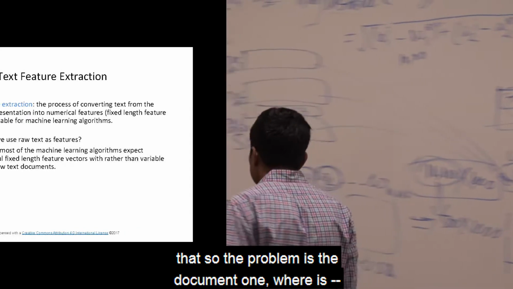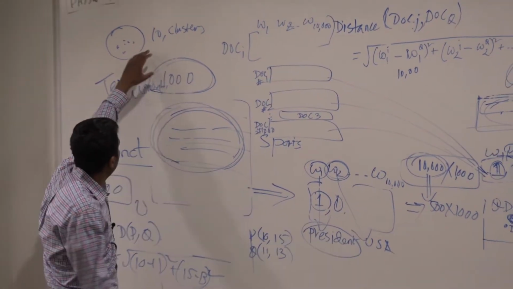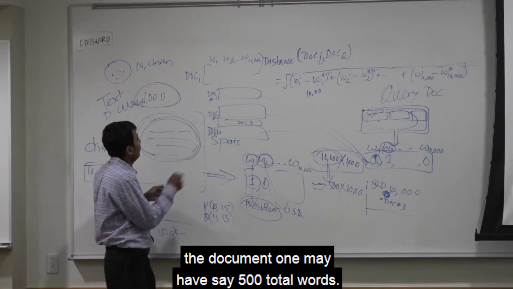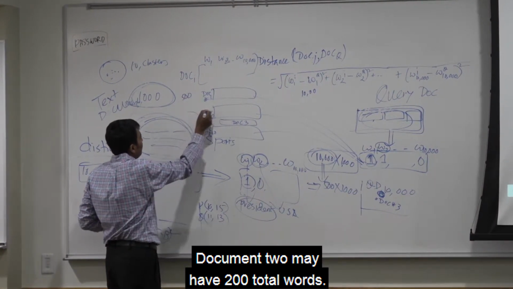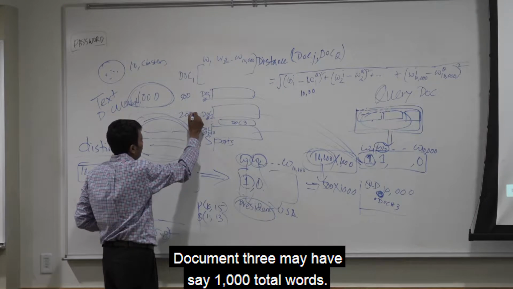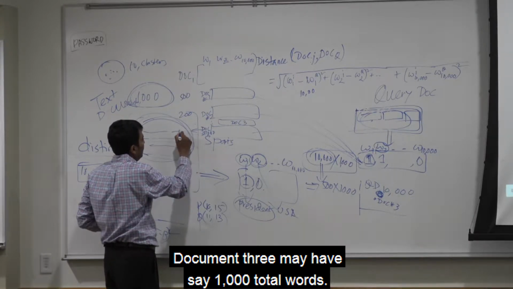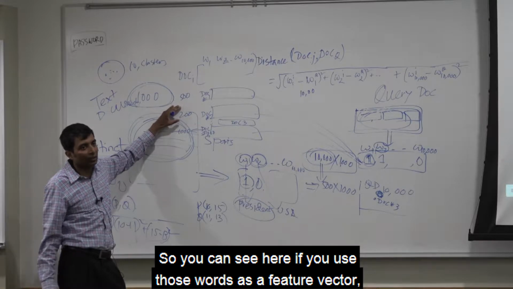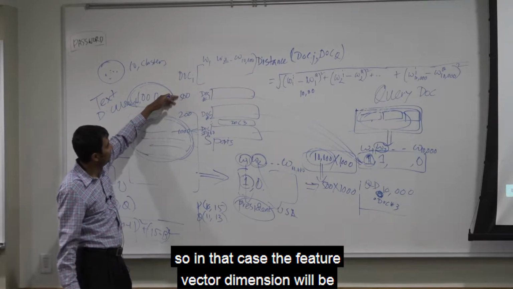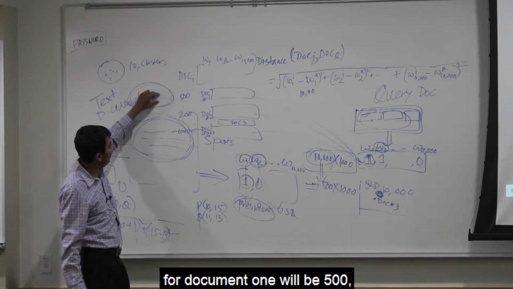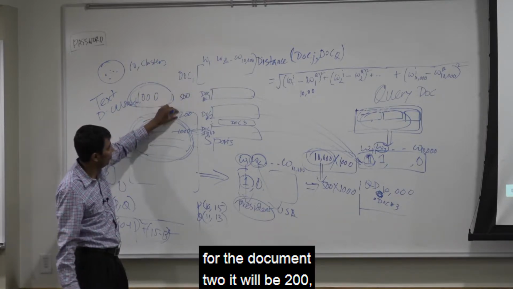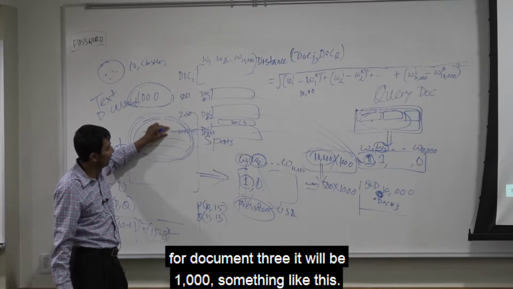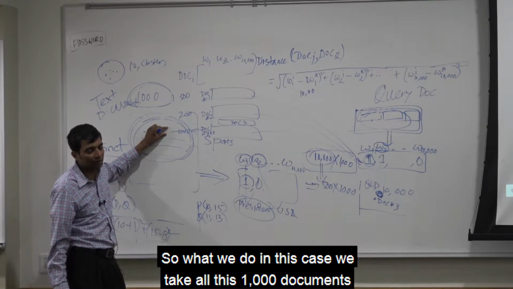So the problem is, document 1 may have, say, 500 total words. Document 2 may have 200 total words. Document 3 may have, say, 1000 total words. If you use those words as a feature vector, the feature vector dimension will be 500 for document 1, 200 for document 2, and 1000 for document 3, something like this. So it's not a fixed length. So what do we do?